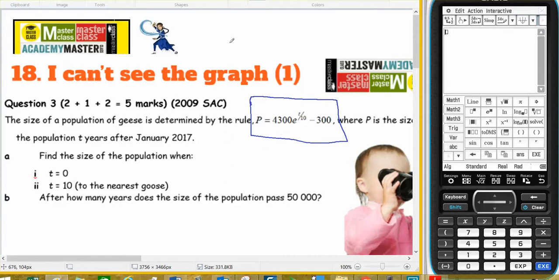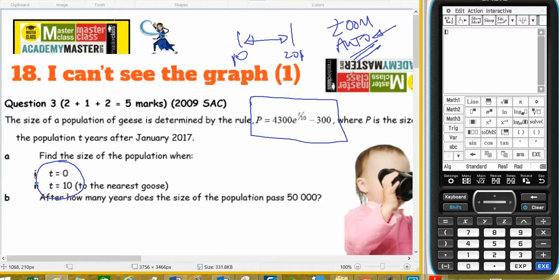My suggestion is you manually work out your x values, and in this case there's a bit of an indication. I go from 0, I'm asked for 10, so I'll probably go to 20, and then use Zoom Auto. Zoom Auto is fantastic because it keeps the x values but will automatically change the y values to fit the graph.